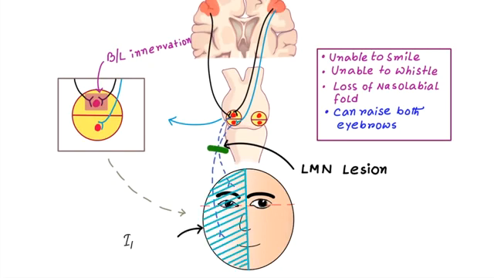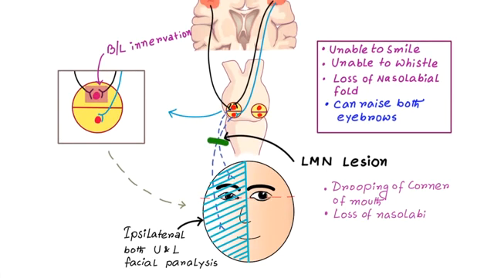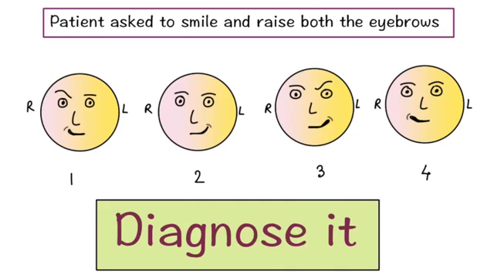In that case, there will be ipsilateral paralysis of both upper and lower facial musculature. Clinical findings would be same as previous, like drooping of corner of mouth, loss of nasolabial fold. But the typical feature is inability to raise the eyebrow on affected side and inability to close the eyelid. I hope you can diagnose now if it is upper motor neuron lesion or lower motor neuron lesion only by seeing the clinical symptoms. Okay, here is a test for you.